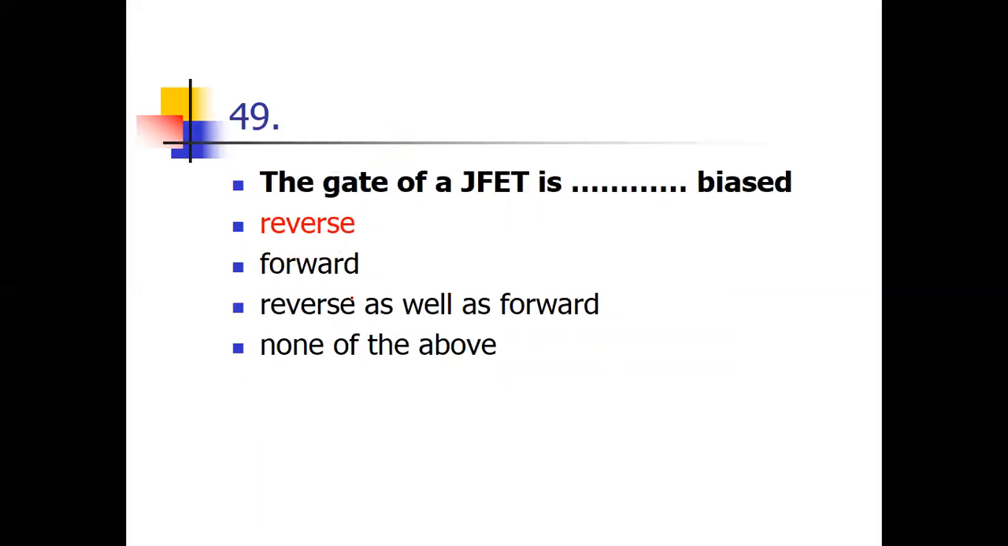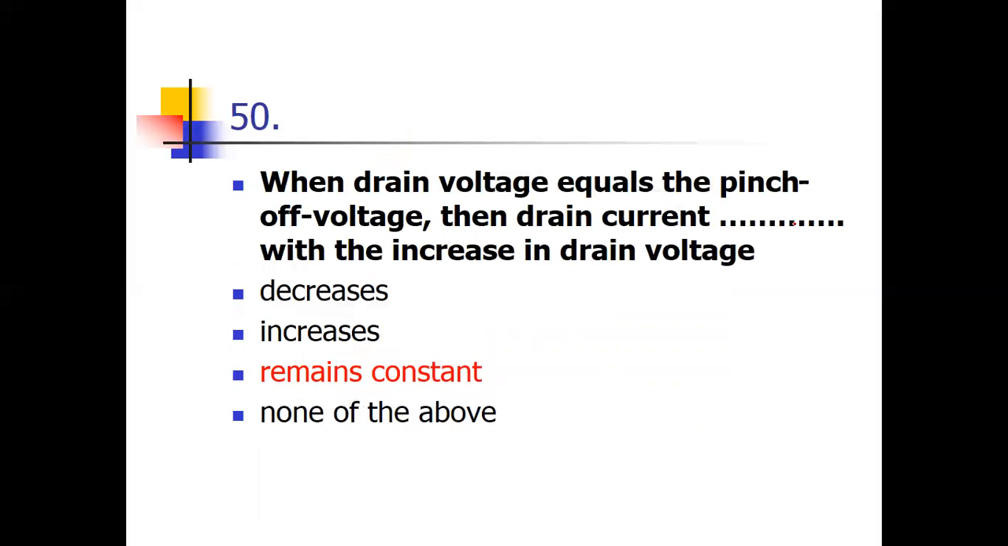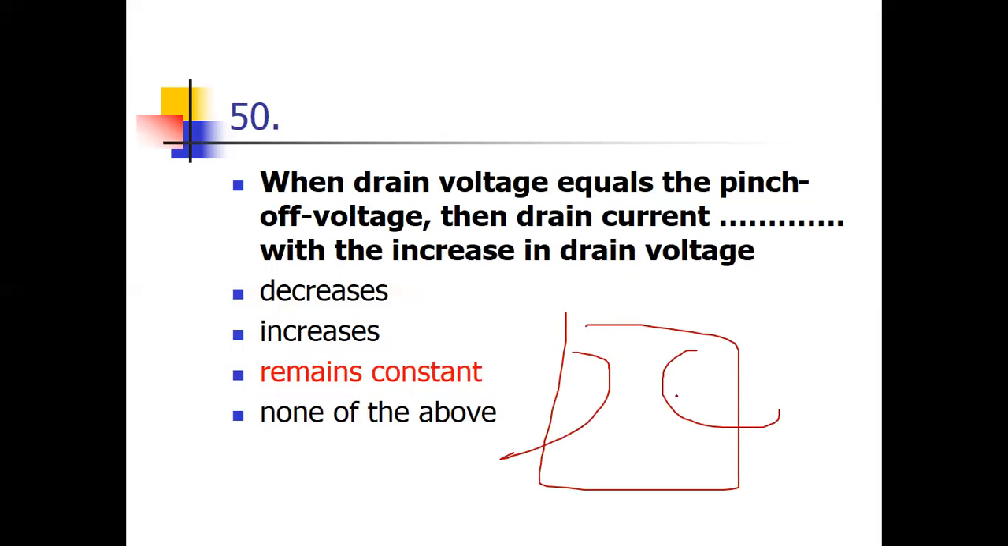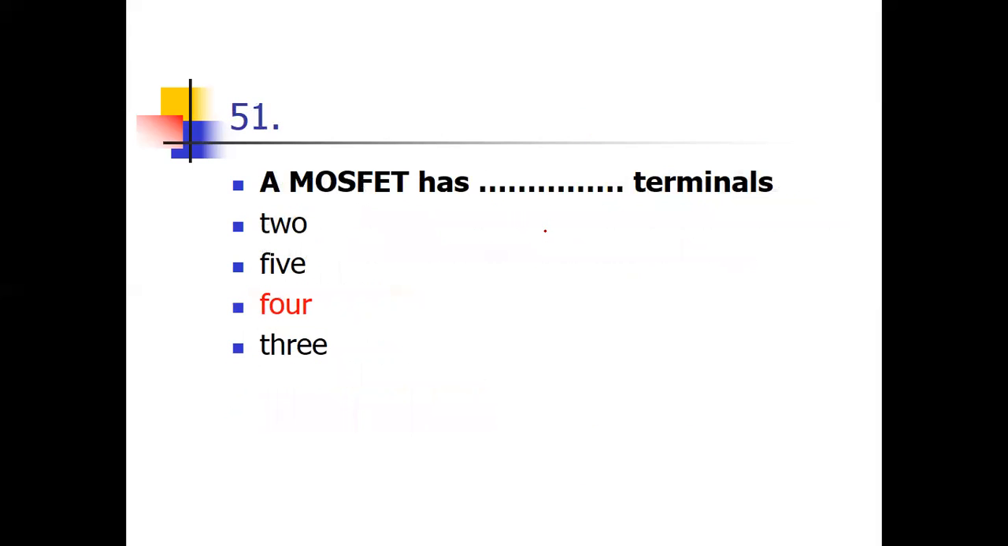The gate of JFET is always, remember, I have already explained during the lecture, reverse biased and gate current is always 0. When drain voltage equals the pinch-off voltage, the drain current definitely remains constant. If you remember the concept, when both depletion regions meet, pinch-off occurs and the current will be at maximum level only. That is, current will be constant.